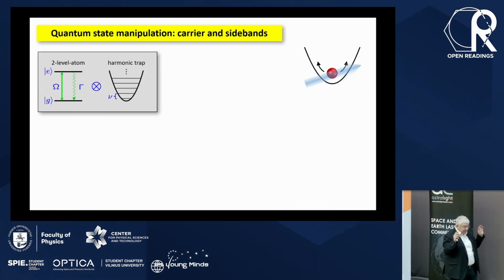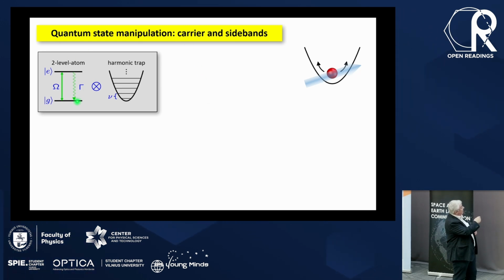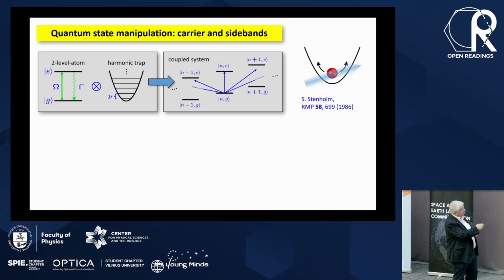Now, let's summarize these things. What we have so far is a 2-level system. I've prepared that, and that system is in the harmonic trap. So I have to rewrite my Hamiltonian in such a way that I have many of these 2-level systems which just differ by the trap frequency. And that, of course, is denoted here by the quantum number n of the harmonic oscillator. So we just have a ladder system of n in the ground state and n in the excited state.